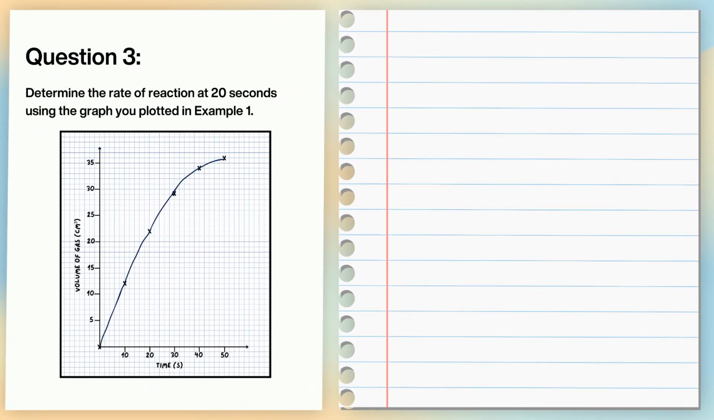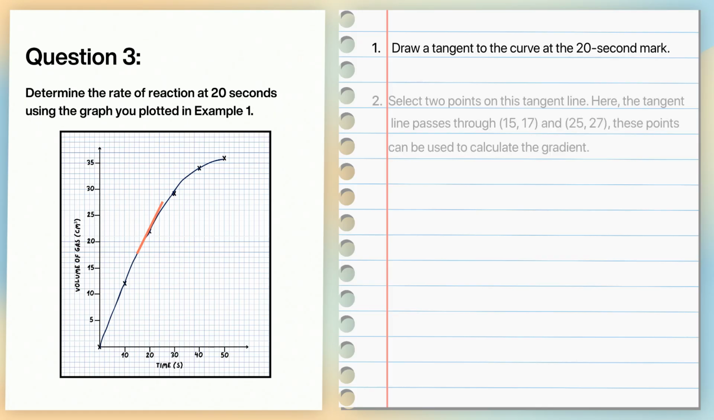Let's look at one more question. Determine the rate of reaction at 20 seconds using the graph you plotted in example 1. Firstly, draw a tangent to the curve at the 20-second mark. Then, select 2 points on this tangent line. Here, the tangent line passes through the points (15, 17) and (25, 27). These points can be used to calculate the gradient.